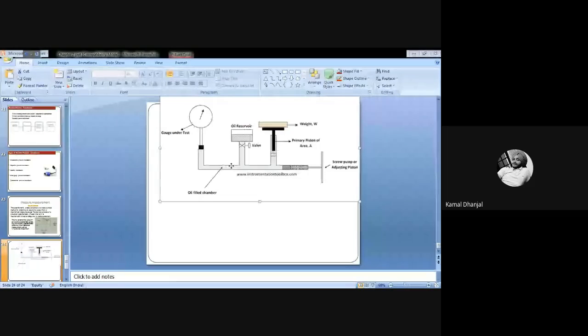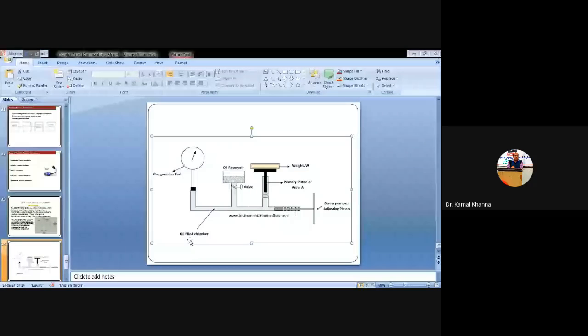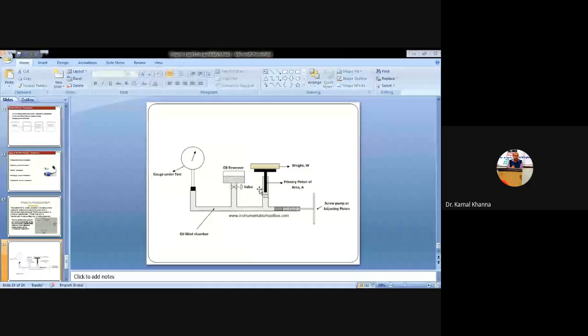Yes. So this is the pressure gauge you can see. We have placed a number of weights on the platform. We have a piston here. We have an oil reservoir that will provide the desired amount of oil if there is any decrease in the oil pressure. And this is the piston which is installed in the piston cylinder arrangement here. With the help of the screw pump or adjusting piston, we can increase the pressure of the fluid.